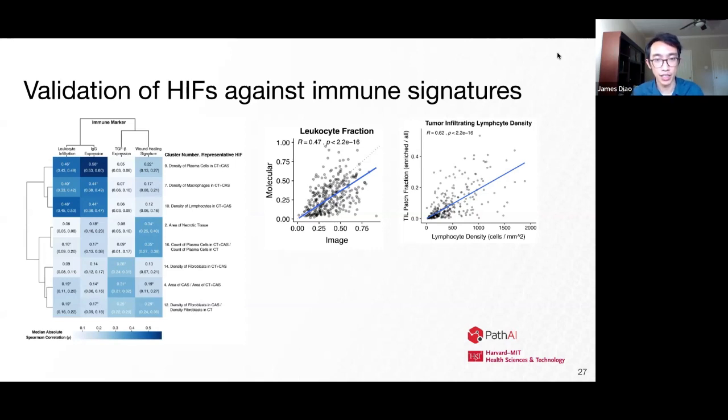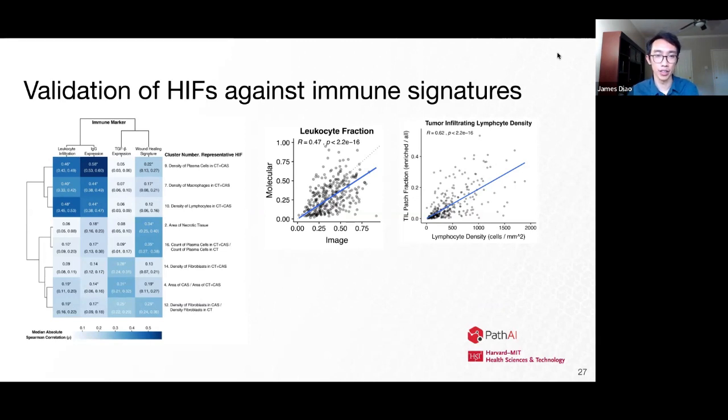So what you see here is, for example, if you look at leukocyte infiltration and IgG expression, you'd expect these to be strongly associated with B cells. And in fact, we do see them most strongly associated with things like the cluster of HIFs correlated with the density of plasma cells in the cancer or density of lymphocytes in the cancer. So that reinforces what we would have expected.